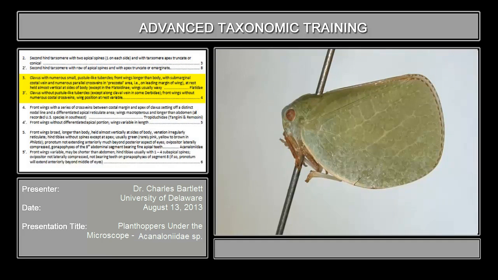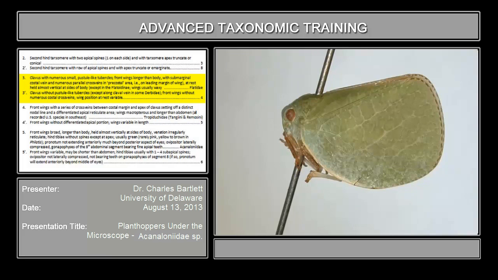Couplet 3 asks about the clavus having numerous small pustule-like tubercles. That was the condition that we saw in the previous specimen. So I'll set this specimen up this way. The clavus with numerous small pustule-like tubercles. Right here is the clavus. And if you are looking for those pustules, you will not find them. Front wings longer than the body. Well, that's certainly true. With submarginal costal vein and numerous parallel cross veins in the precostal region. So you would be looking along in here as well as along in here for a submarginal vein and numerous costal cross veins, and they are not here. They are absent. At rest, held almost parallel to the body, but that is true.